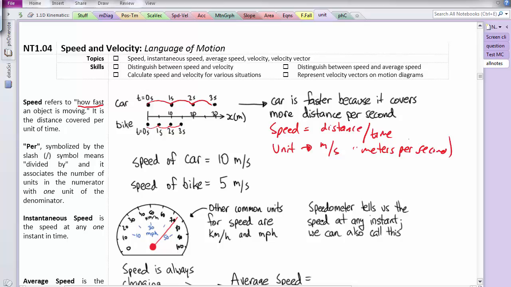The per symbol means divided by, and it associates the number of units in the numerator with 1 unit of the denominator. So for the speed of the bike, we would say 5 meters per second. This means that the bike covers 5 meters for each second. So that's what per means. Now, this is speed.